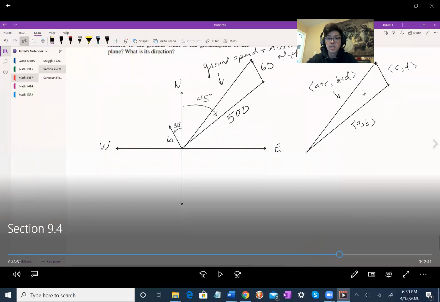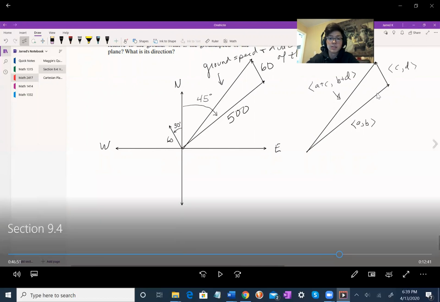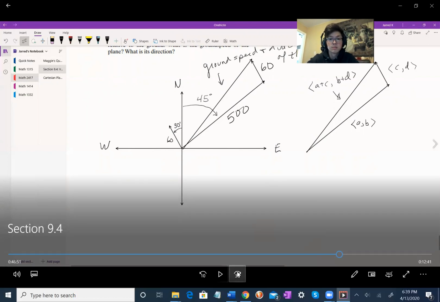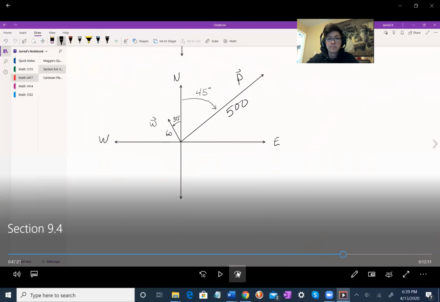Okay, and if we're going to find the new vector, then we need to add these two. And the way we add those two is you take the horizontal component of both vectors and you add them. Then you do the same thing with the vertical components, B plus B. Okay, and that's the first step to finding the new direction of our vector. Okay, let's keep going. So he just redrew it and he labeled the vectors. So we call them this one P and this one W.